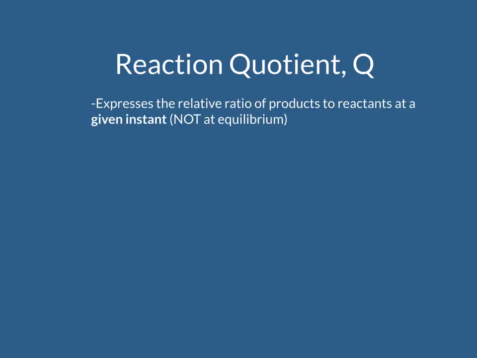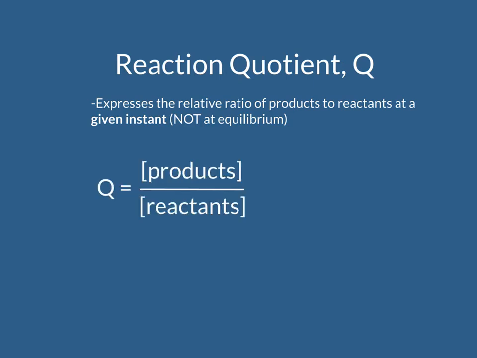So the reaction quotient, or Q, expresses the relative ratio of products to reactants at a given instant, not at equilibrium. As we've seen previously, the ratio of products to reactants at equilibrium is expressed by KEQ. So how we write Q is exactly the same as how we write our expression for KEQ. Q equals our concentration of products over reactants, the same as KEQ.